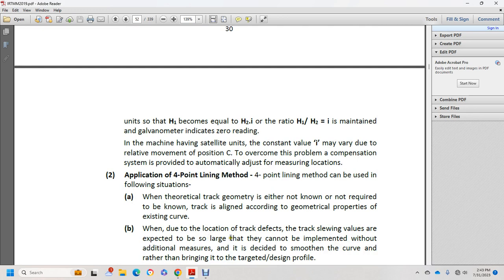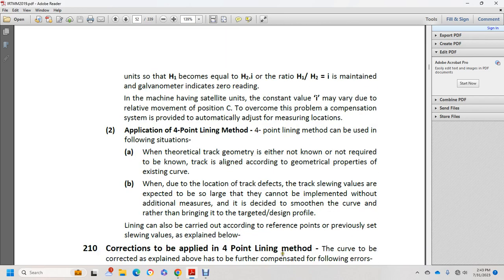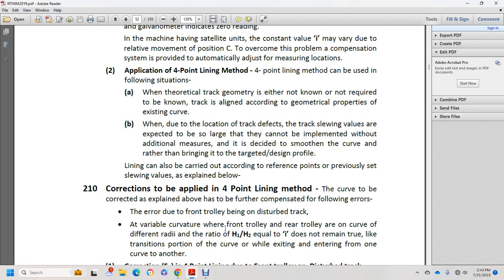Track slewing values are expected to be so large that they cannot be implemented without additional measures, to decide the smoothing of the curve rather than bring it to the targeted design profile. Lining can also be carried out according to reference points set previously. Slewing values are also explained below.